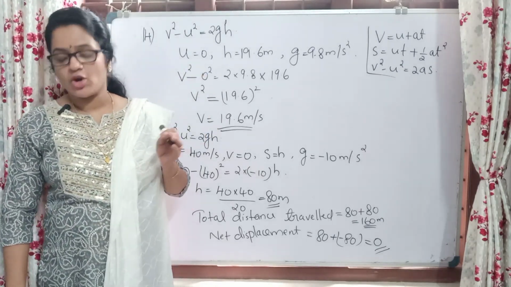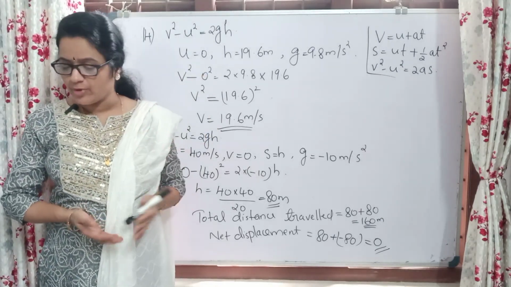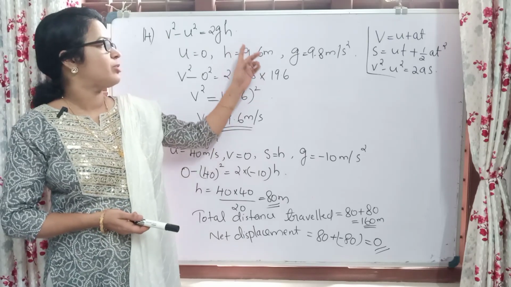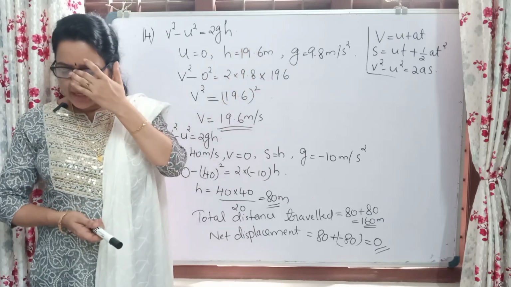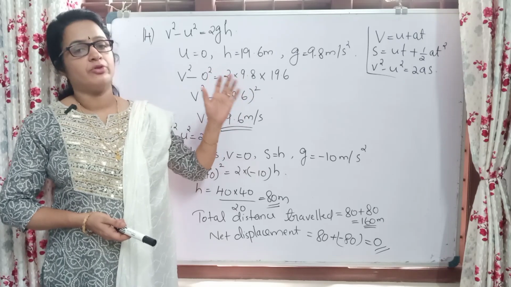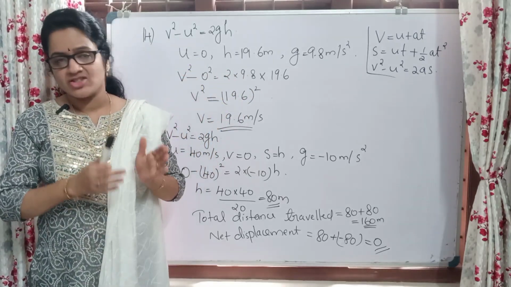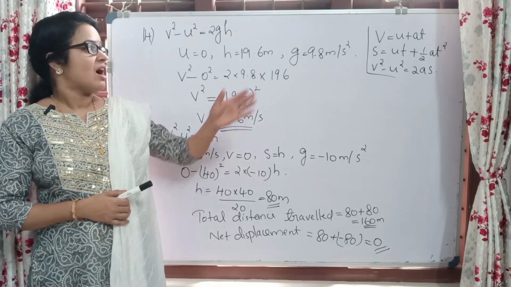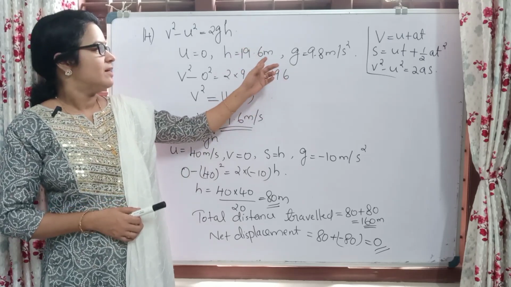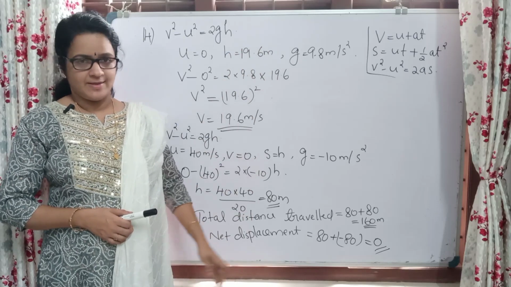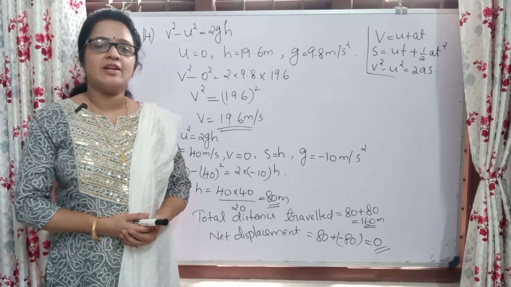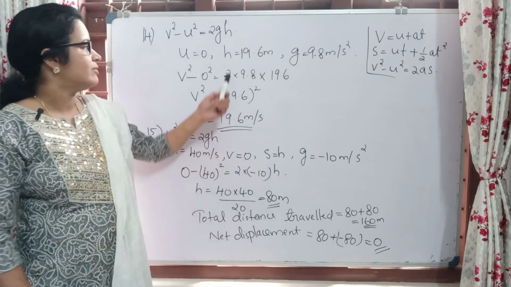The question is, a stone is released from the top of a tower of height 19.6 meter and calculate the final velocity just before touching the ground. So here we have an object, that is a stone, which is released from a height of a tower. Tower has 19.6 meter height, and we have to find the final velocity.